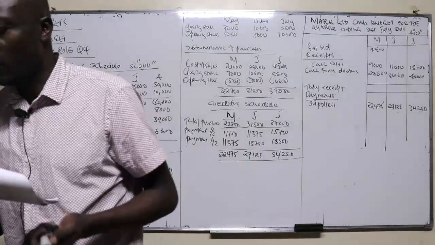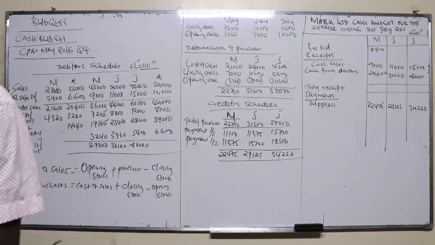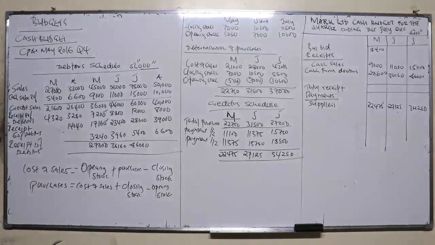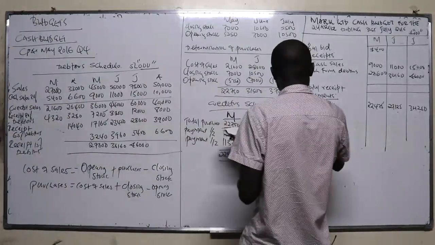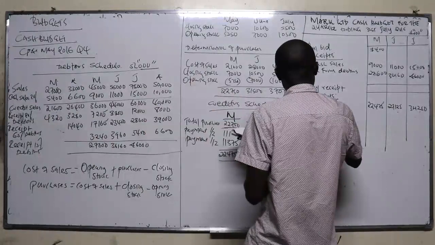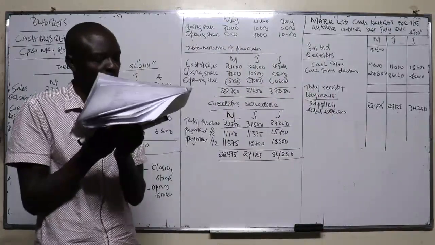Then we go to note number 1. Administration expenses include depreciation of 1.8. So when you're preparing a cash budget, you exclude non-cash items. We said non-cash items are those items that do not involve movement of cash, like, for example, depreciation and provisions. Those are not included in the cash budget. So we write here admin expenses.